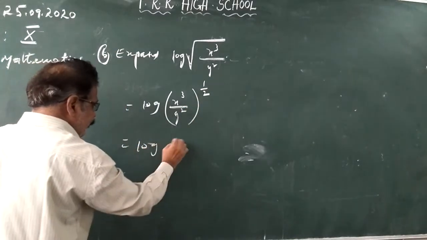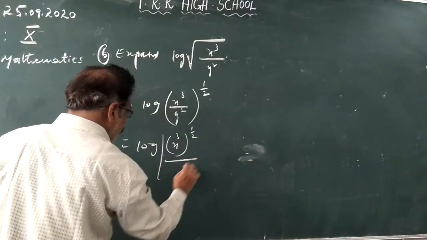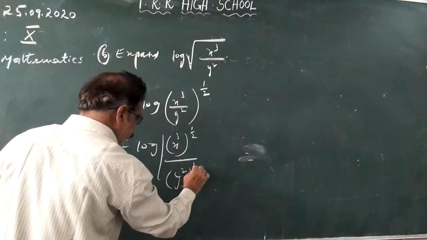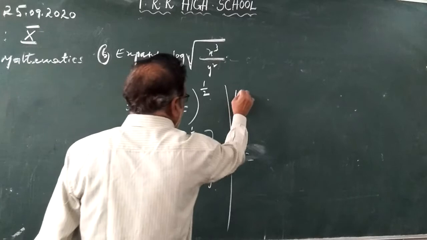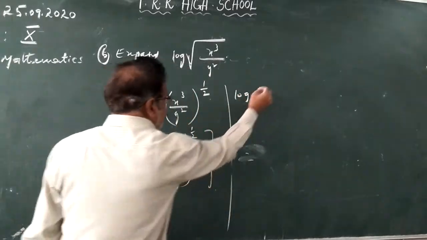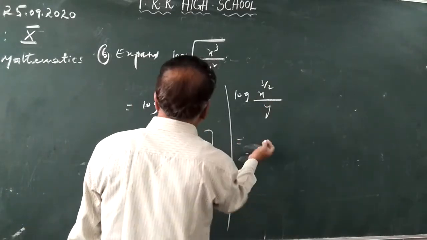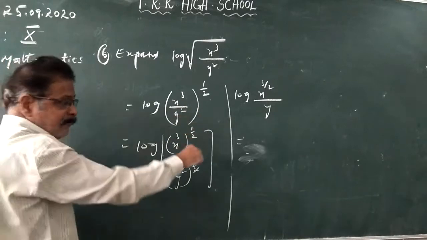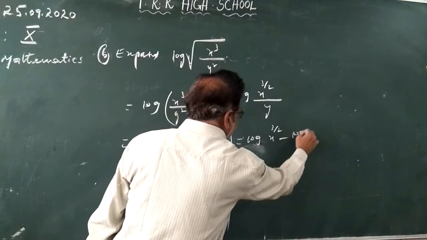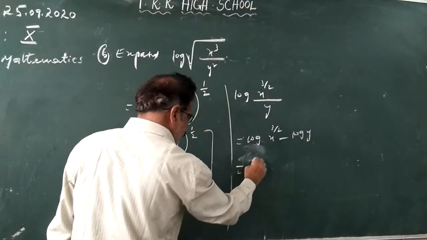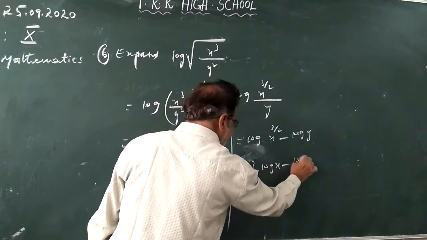This power belongs to both numerator and denominator. So x cubed to the power of half over y squared to the power of half. This you know. So log of x to the power of 3 by 2 over y, since the 2 cancels. Expand log x by y: log x minus log y. So log x to the power of 3 by 2 minus log y. Log x power n is n log x, so 3 by 2 log x minus log y.